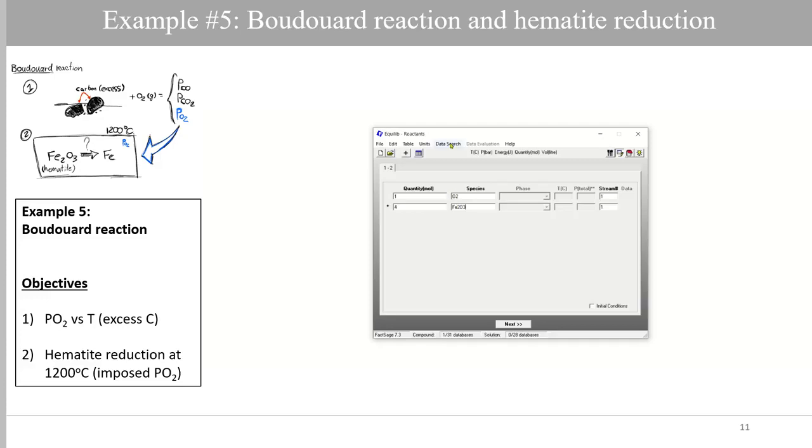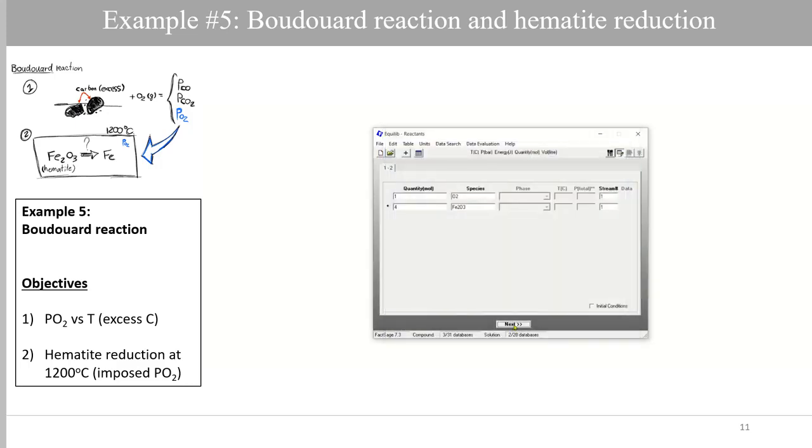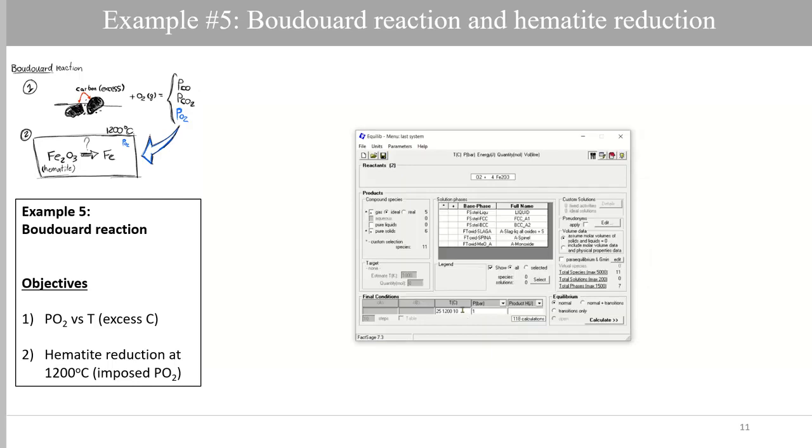So what I'll do, I will go in data search and activate the FTOxide database as well as the FSstel database. So now I can have access to all the phases that are obtained in terms of metallic phases and in terms of oxide phases. The next strategy is to perform this calculation at a high temperature. So we've mentioned 1200 degrees Celsius before, and I'll impose the partial pressure of oxygen I asked you to record, which was 7.55 × 10^-18.